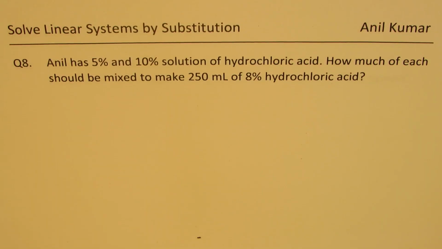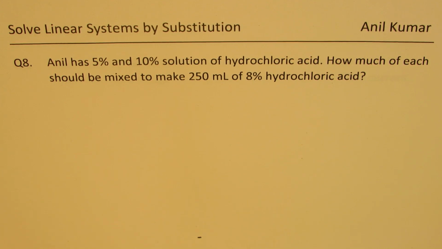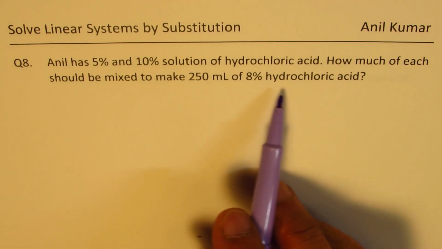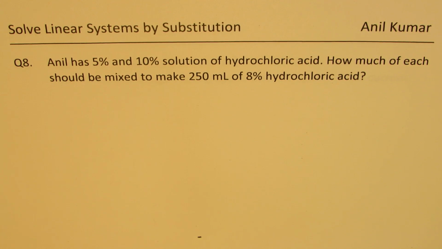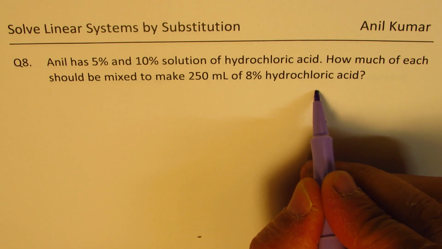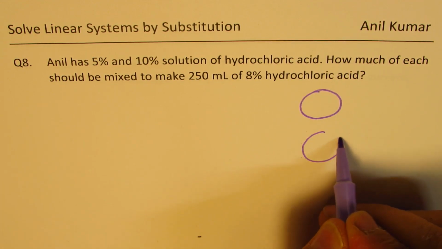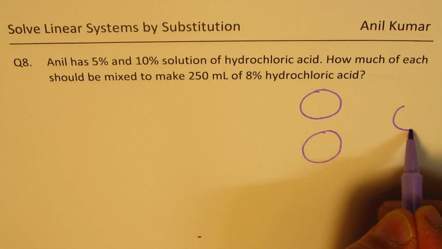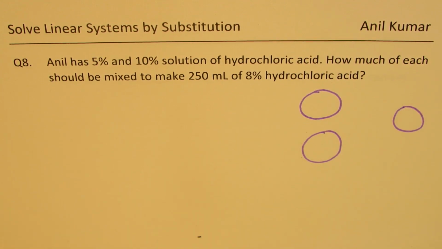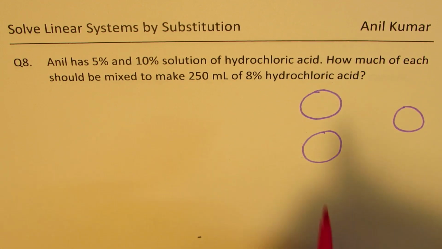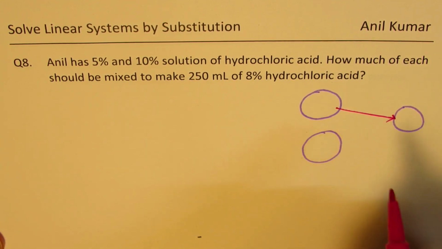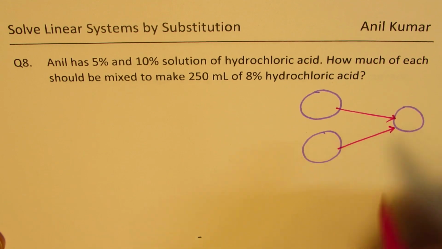Question number 8. Anil has 5% and 10% solution of hydrochloric acid. How much of each should be mixed to make 250 milliliters of 8% hydrochloric acid? Now, whenever we have mixture problems, I would like you to look into this particular format. So we are mixing two things, which I am showing with the help of a diagram, getting the third thing, right? So the whole idea here is to mix what is available to get what you need, right?